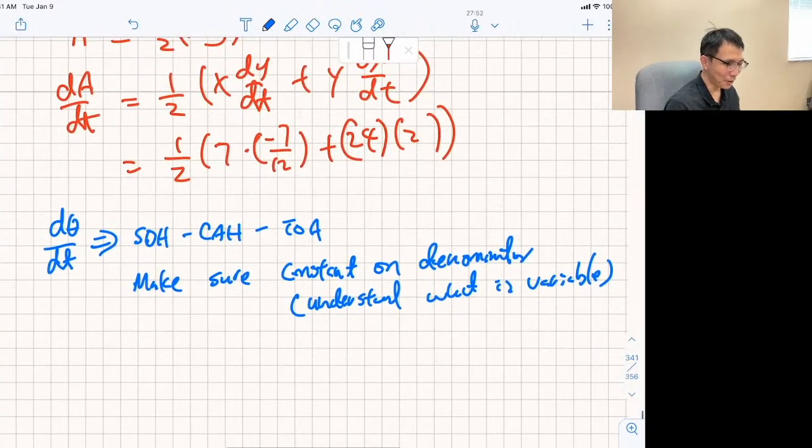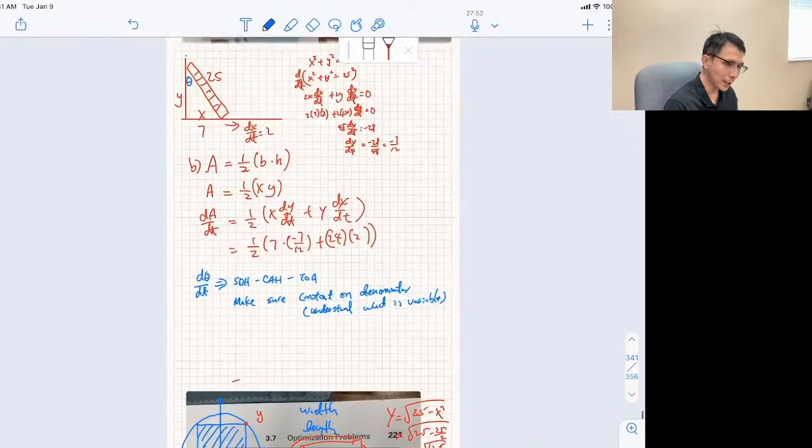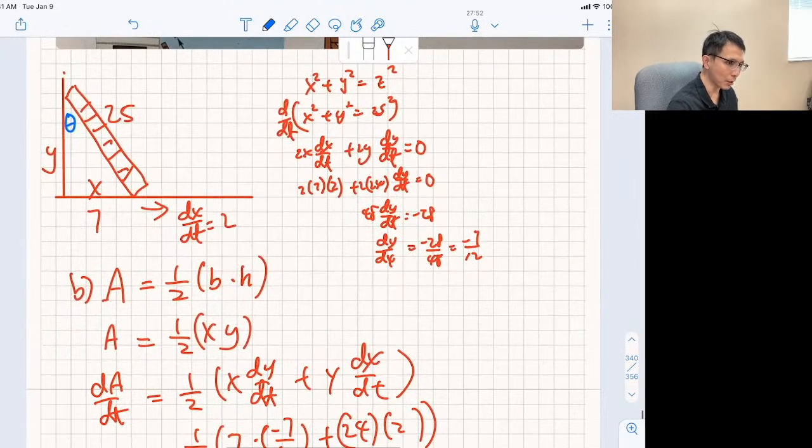Okay. So SOHCAHTOA, and make sure the denominator is on the bottom. So here's the thing. I have this situation. I have this 25, right? In this case, is it a constant or a variable? Constant. Is x a constant or a variable?